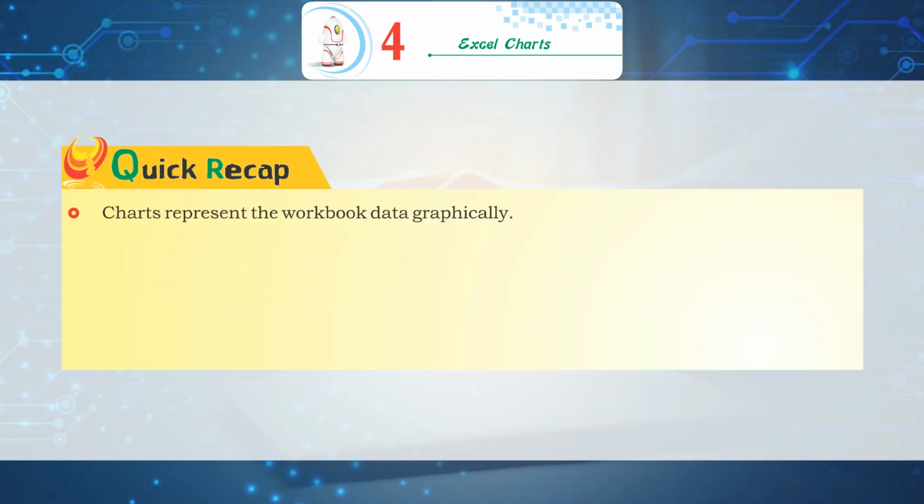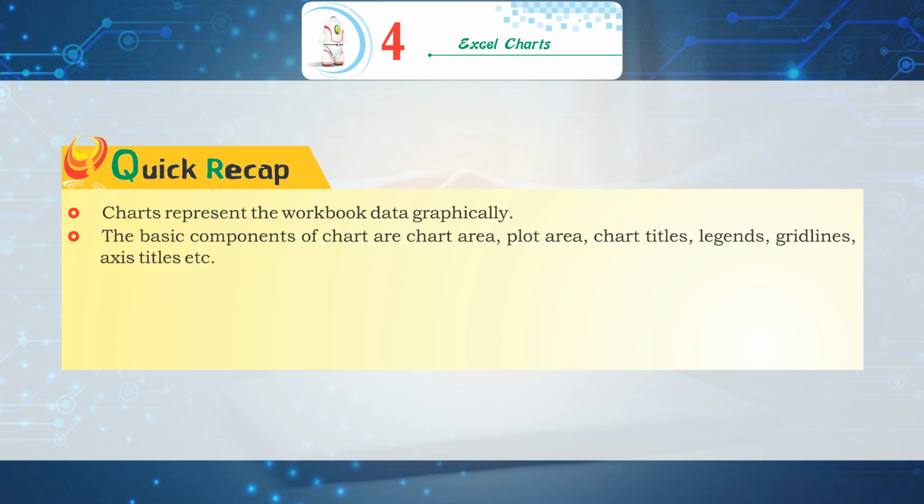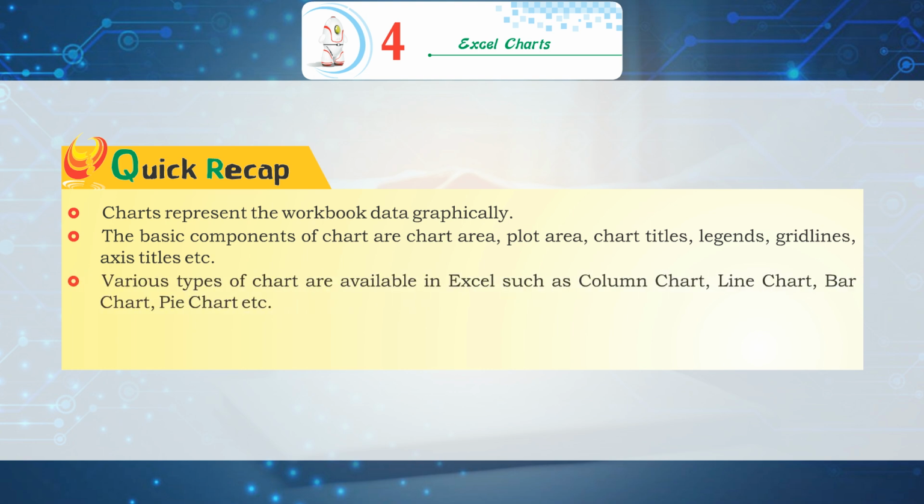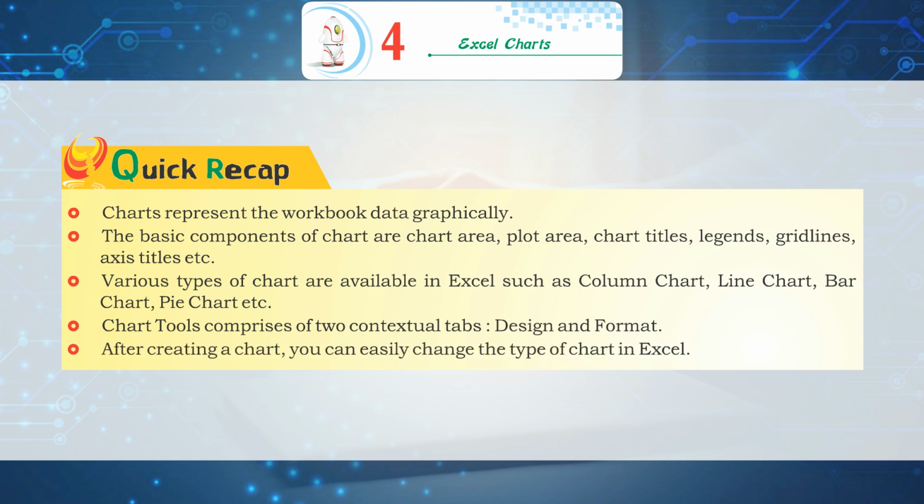Quick recap. Charts represent the workbook data graphically. The basic components of a chart are chart area, plot area, chart titles, legends, grid lines, axis titles, etc. Various types of charts are available in Excel such as column chart, line chart, bar chart, pie chart, etc. Chart tools comprises two contextual tabs, Design and Format. After creating a chart, you can easily change the type of chart in Excel.